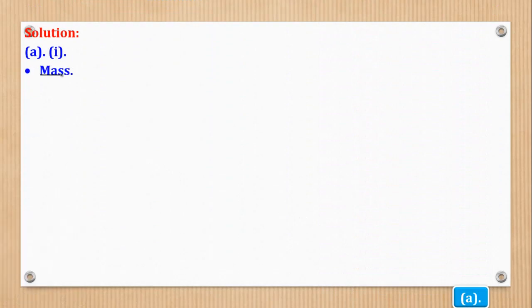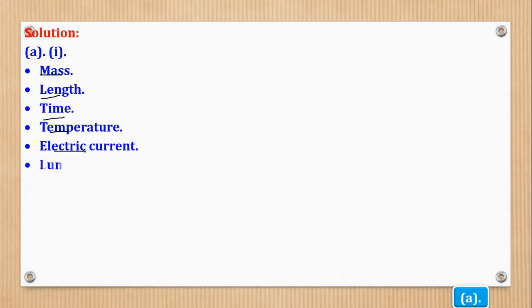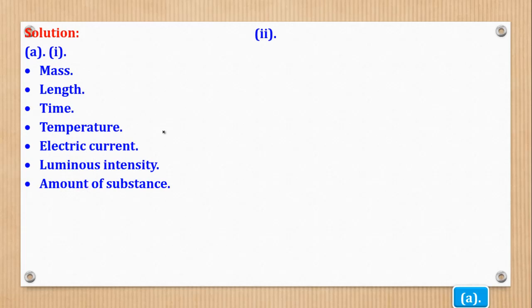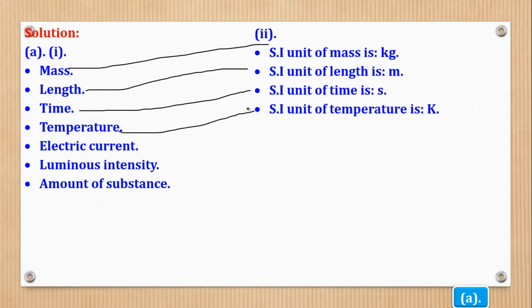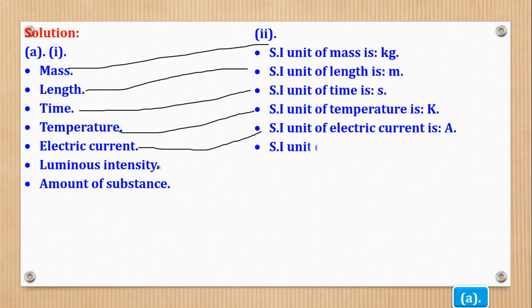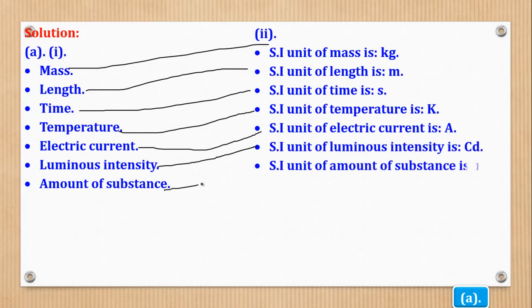So the quantities we have are mass, length, time, temperature, electric current, luminous intensity, then amount of a substance. Then for Roman 2 they wanted the SI unit. So the SI unit for mass will be kilogram, for length meters, for time seconds, temperature Kelvin, electric current ampere, luminous intensity candela, then amount of substance mole.